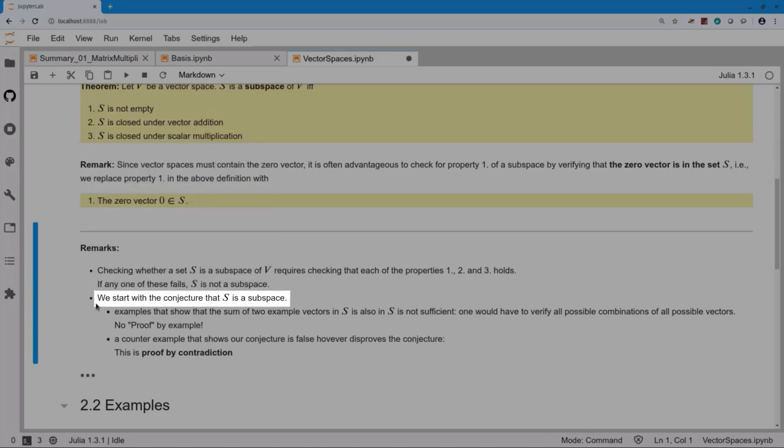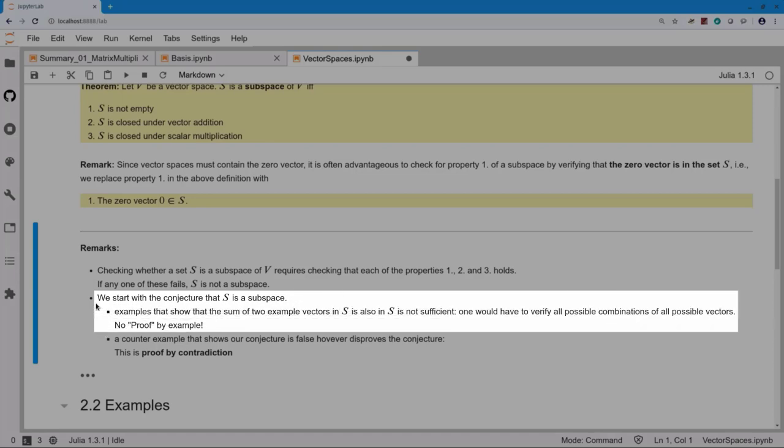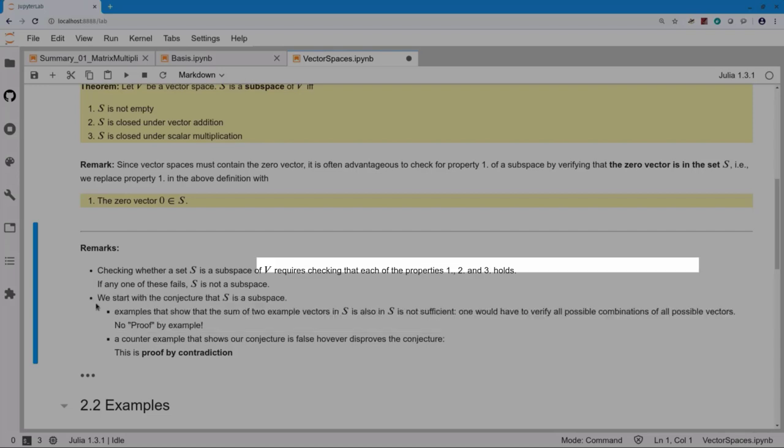The other comment about checking whether or not something is a subspace is that we start with the conjecture that it is. So we start with S is a subspace. And when you check, for example, for closed under vector addition, you can't just say, well, here's an example of two vectors in S, and I add them together and the result is inside. The reason is that S tends to have an infinite number of vectors in it, and that condition must hold for all vectors, not just for this one example you pulled out. So you would have to write an infinite number of such checks, which of course we can't, so we'll have to be a little bit more clever than that.